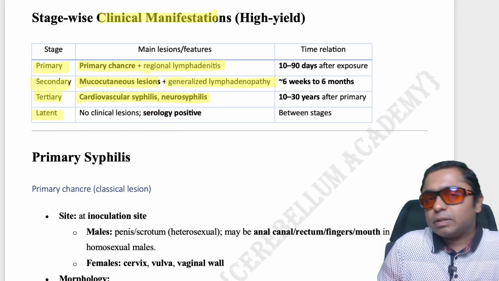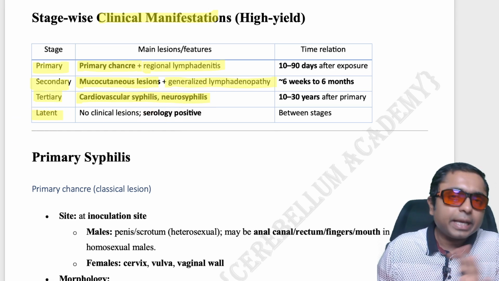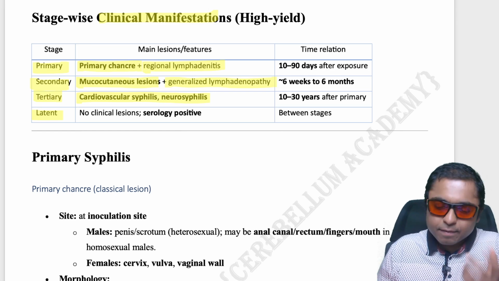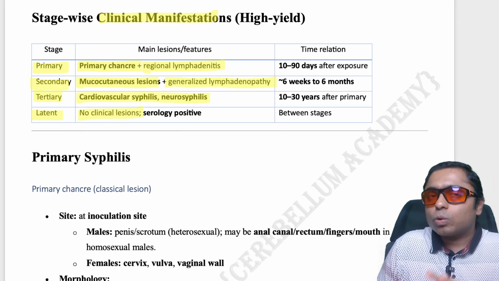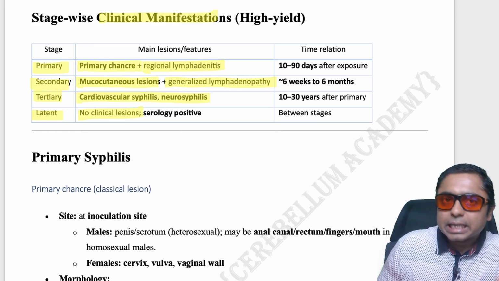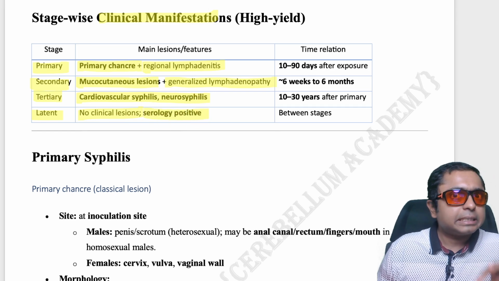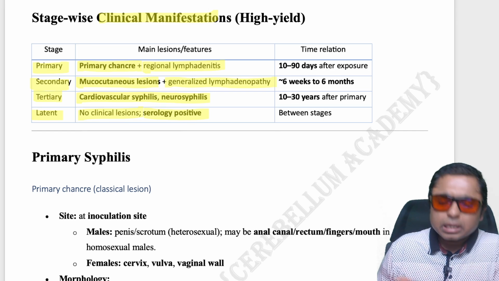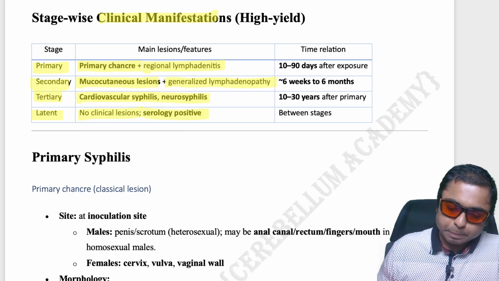And latent syphilis, remember this term latent is very important, where the peculiarity is that the patients do not have any kind of lesions over the skin, no symptoms, no signs, but if you do a serology, VDRL, there is going to be a positive VDRL test. So this is a characteristic of latent syphilis.